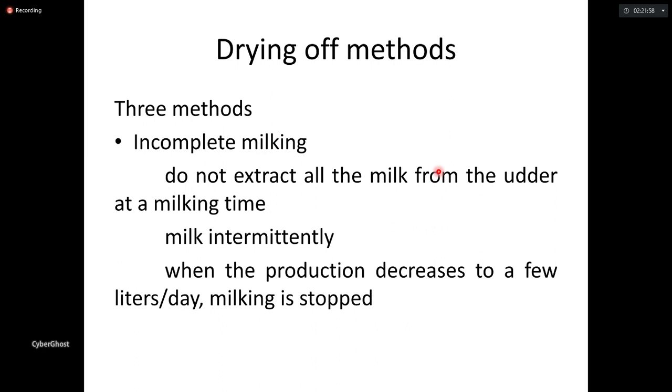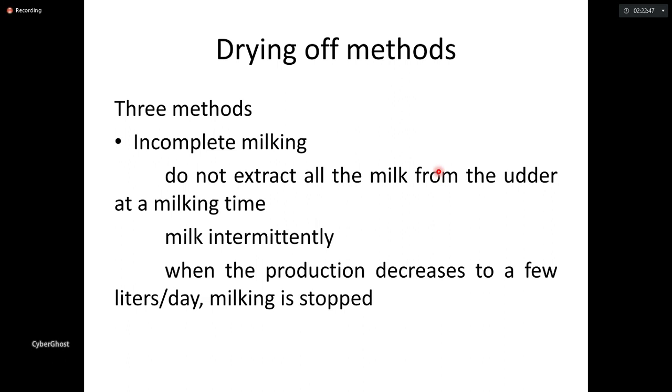First one is called incomplete milking. Generally we completely milk them on a normal day, right? But here, time to time, maybe in the mornings we will do only milking, and in the afternoon we are not going to do any milking. Maybe we just skip some days, then do the milking, or just leave more milk inside the udder rather than milking. That reduces the production to a few liters of milk per day, right? Then milking is completely stopped. That is called incomplete milking.